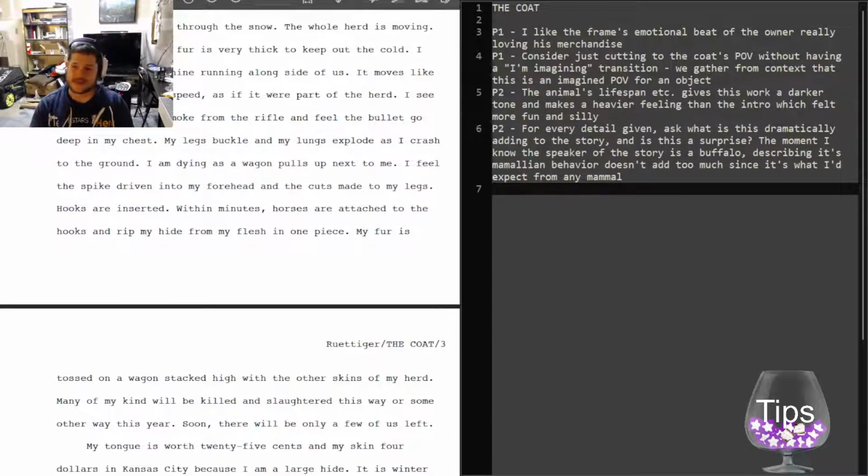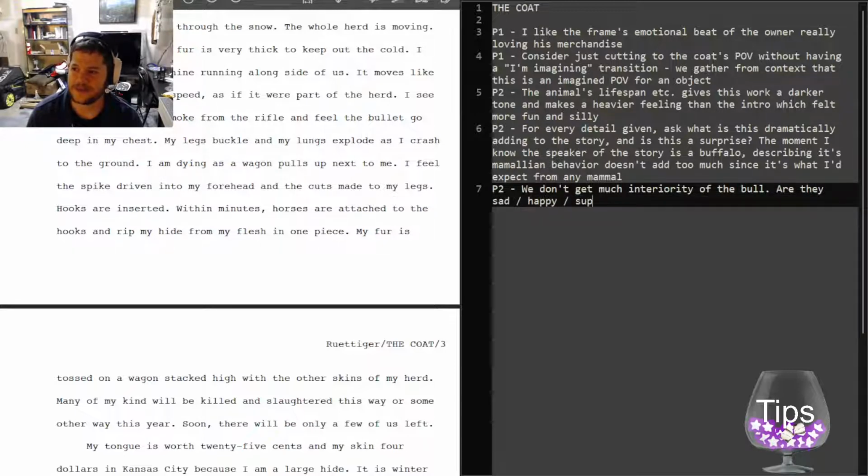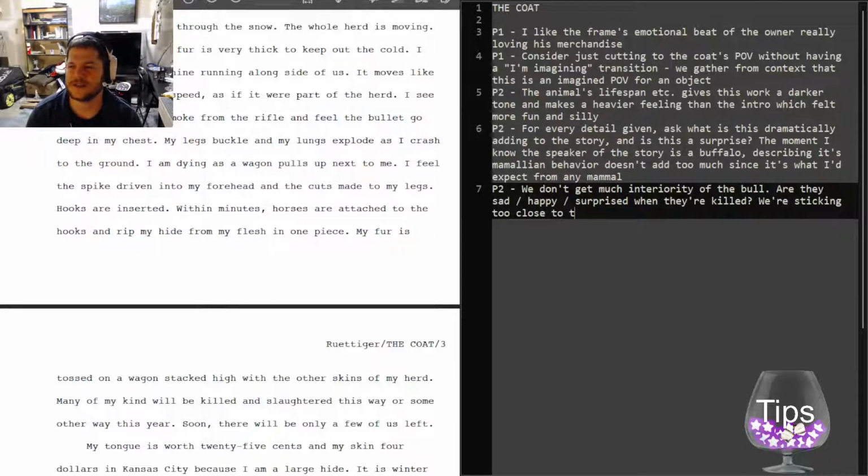Does he care? Is he not sad? Is he grieving? Like, oh, I'm not going to be able to see my family, those types of things. Or her. I think it was a bull, so it's a guy. But on page 2, we don't get much interiority of the creature, of the bull. Are they sad, happy, surprised when they're killed? I think we're sticking too close to the facts.